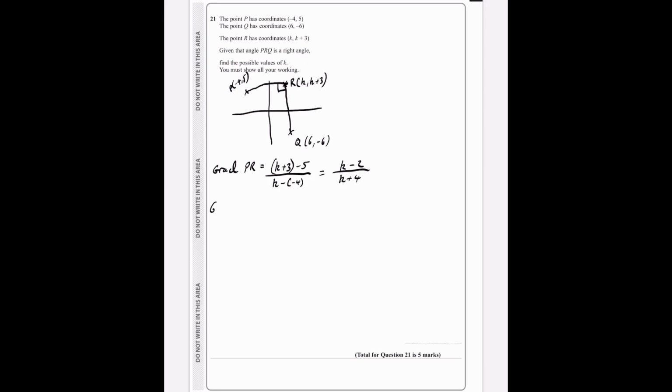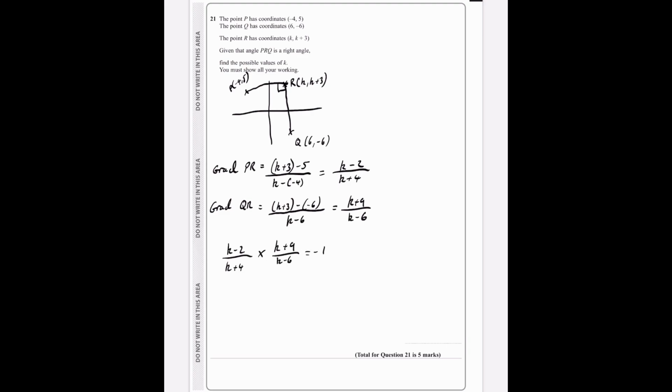The gradient of Q to R, again same formula, y2 minus y1 over x2 minus x1. We'll get k plus 3 subtract -6 all over k take away 6. Simplifies to k plus 9 over k minus 6. Now, using the fact that the product of perpendicular gradients is -1, I take those two gradients, multiply them together, and equate it to -1.